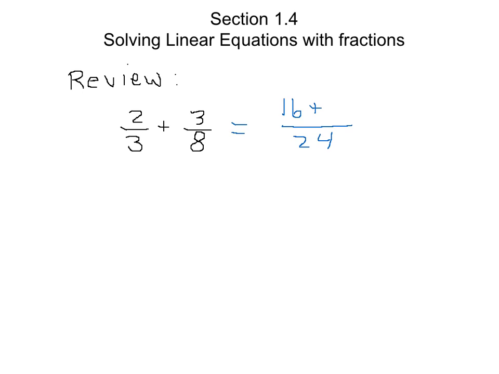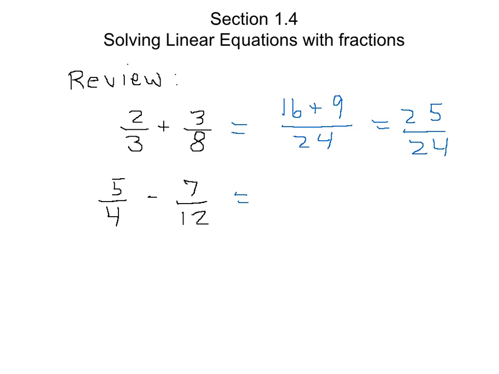And then I ask the same question here, what do I multiply 8 by to get 24? The answer is 3, and that's what I multiplied this 3 by also. So that gives me a 9. And so what I wind up with is 25 over 24. Let's try one more.